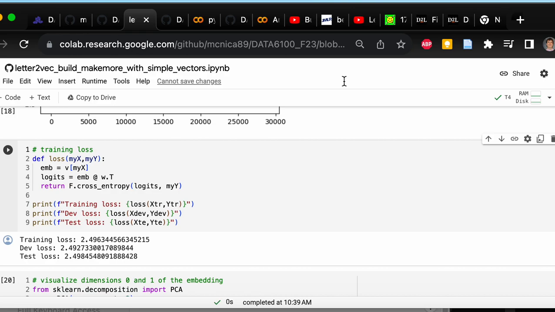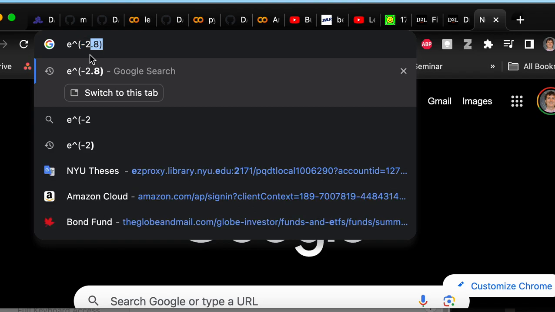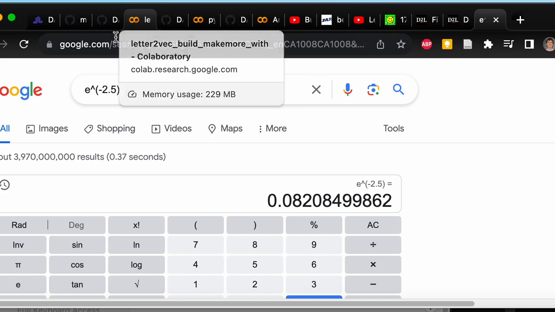We can go to Google and say, okay, well, what would that be? E to the power minus 2.5 is 8%. So we're getting the correct answer. Instead of saying it has a 6% chance of being right, the correct answer now has an 8% chance of being right. That's an improvement. That's like a 25% improvement in relative terms.